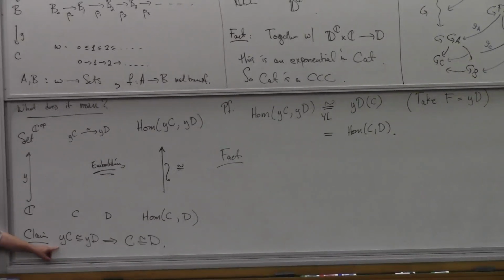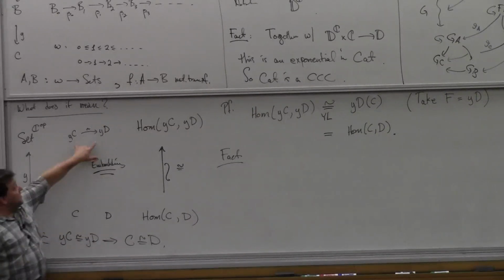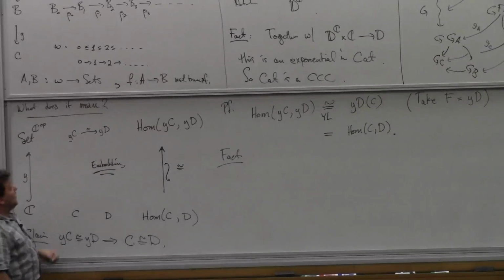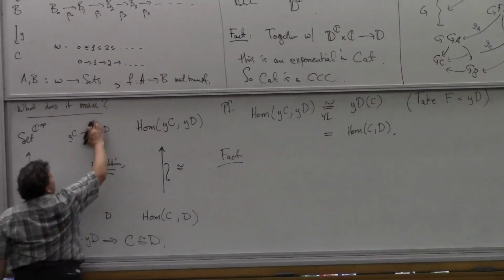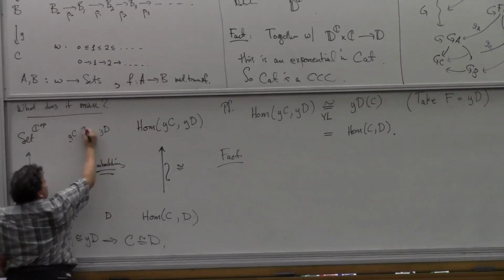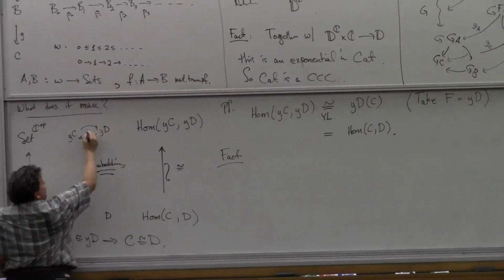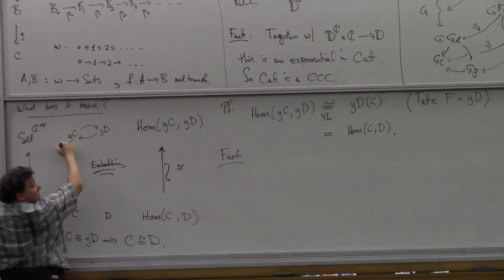Okay? So the proof is by the Awodey lemma, and it works like this. You take C and D, send them up here, and get an isomorphism. Well, an isomorphism is what? It's a pair of maps back and forth, and the composite each way is the identity.